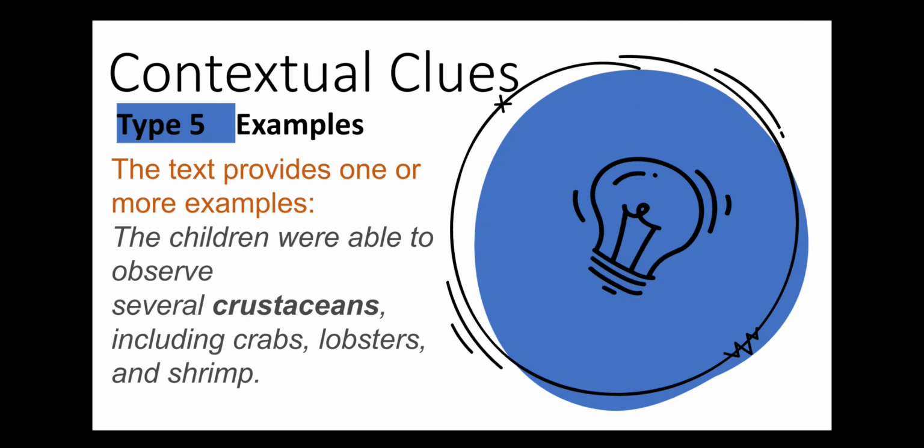Type number 5. Examples. Sometimes the author provides one or more examples of a difficult term within a sentence. Let's look at the example. The children were able to observe several crustaceans, including crabs, lobsters, and shrimp. So with the help of these 3 examples, we can understand what crustaceans are.